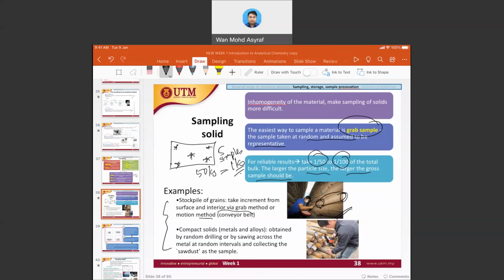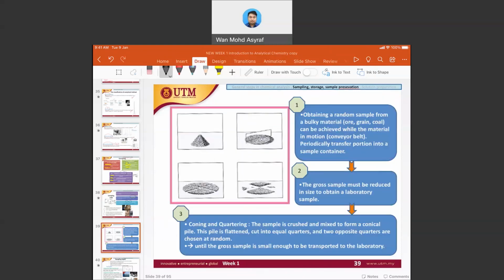It doesn't mean that this is the only sample, but other samples also can be using the same principle, if I may say. Okay, so we'll continue on the next slide. So basically, obtaining a random sample from a bulky material, for example, as I said, ore, grain, or coal, can be achieved while the material is in motion. Periodically transfer the portion into a sample container.